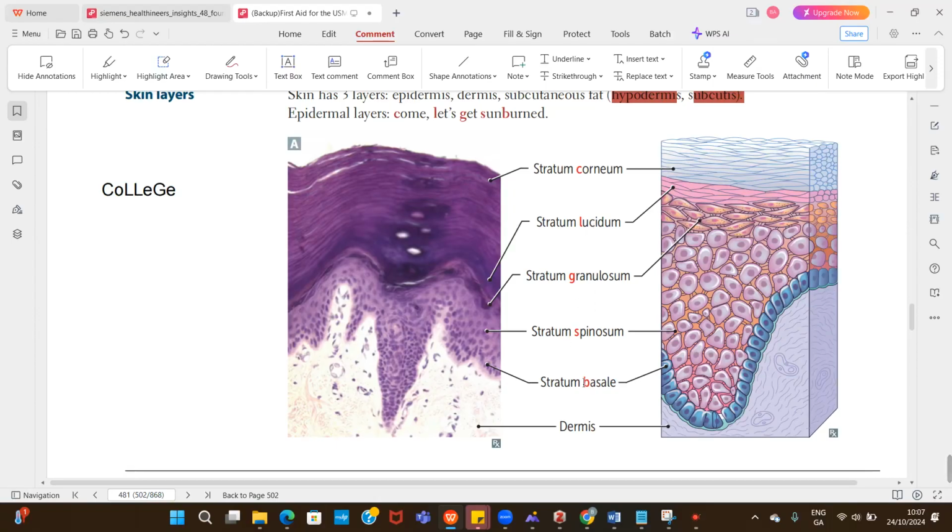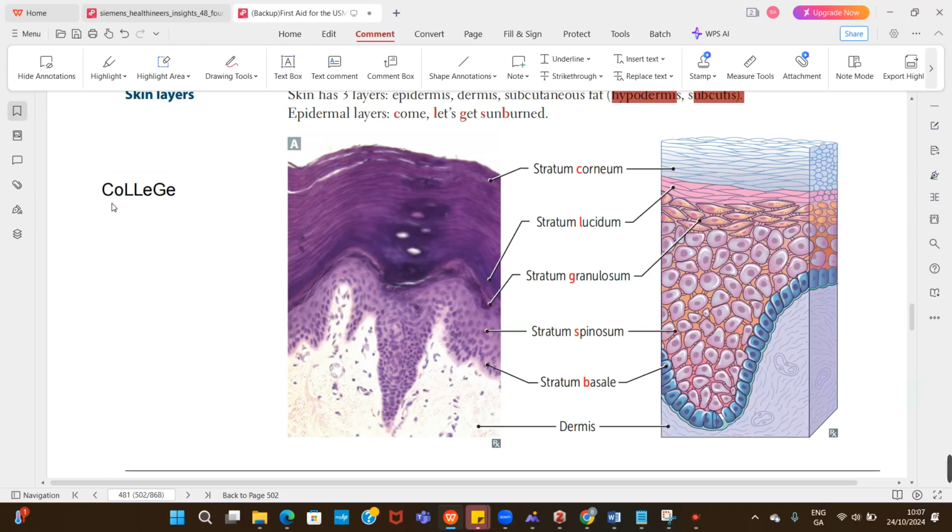So what we just need to remember is the acronym COLLEGE, just like we can see on my left-hand side. So this will help us remember the first 3 layers. The last two, stratum spinosum and stratum basale, are not very hard to remember. But sometimes we can confuse the first 3 layers, which are the stratum corneum, the lucidum, the granulosum. But once you have this word college, it helps you remember it quickly.